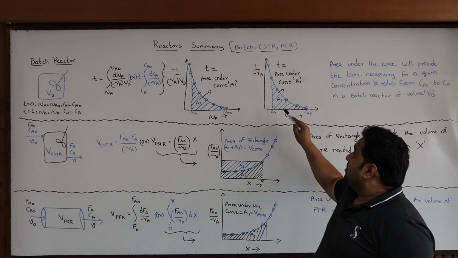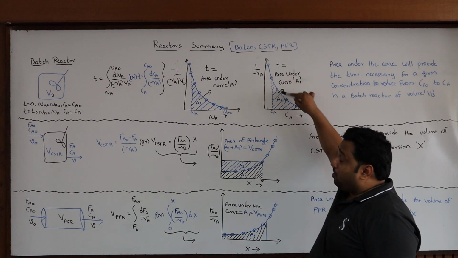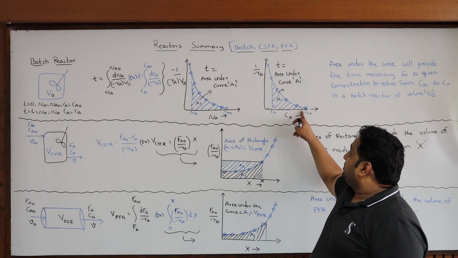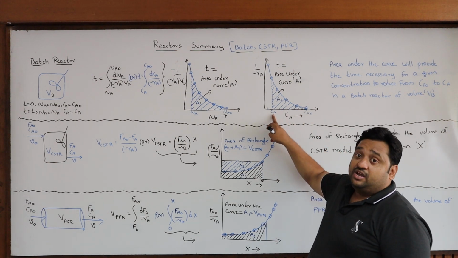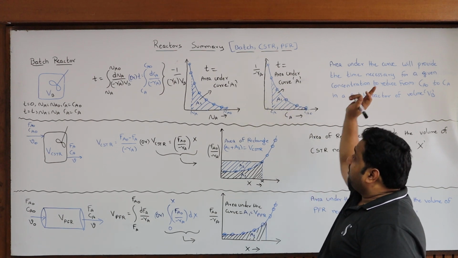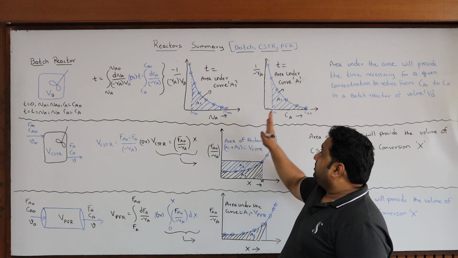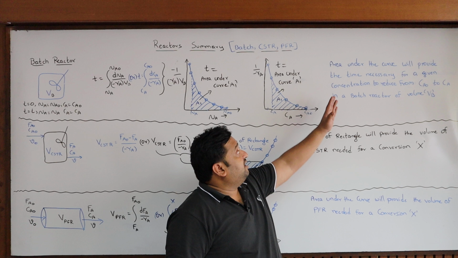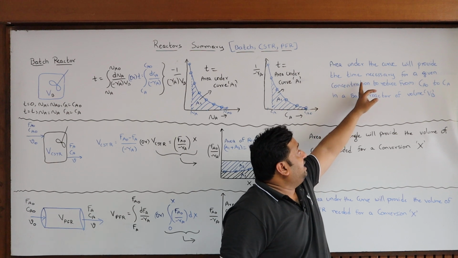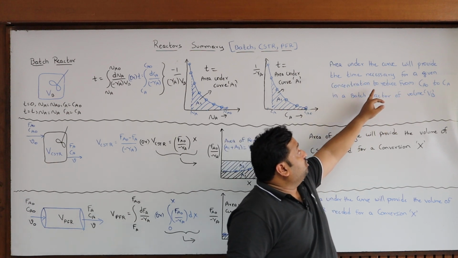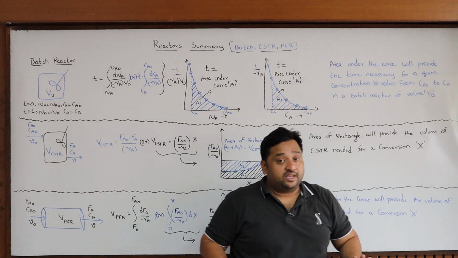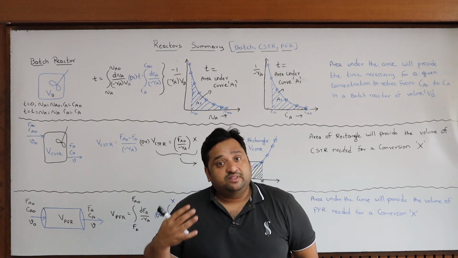Now, if you know the data points, plot the graph and estimate the time between what limits? From the initial concentration Ca0 to the final concentration Ca, what is the time necessary for this reduction in concentration in a batch reactor of volume Vb? So, this is the graphical procedure. The same statement I have given: the area under these graphs will provide the time necessary for a given concentration to reduce from Ca0 to Ca in a batch reactor of volume Vb. This is how we have to proceed with the batch reactor.